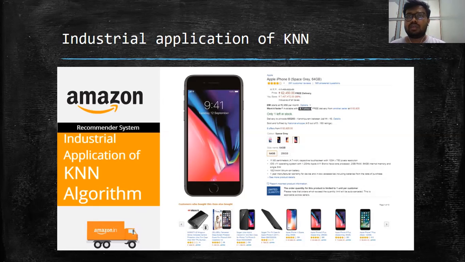And you can see also when you order a particular product, there is an option that users have bought this product along with this product. All the things you see, these kinds of things, are done by the use of KNN. So KNN is really a big thing for the e-commerce industry, and it's really important.